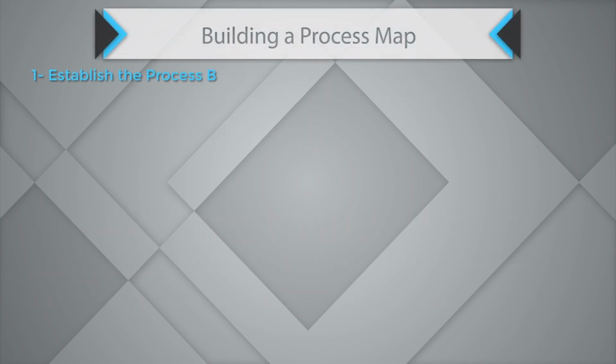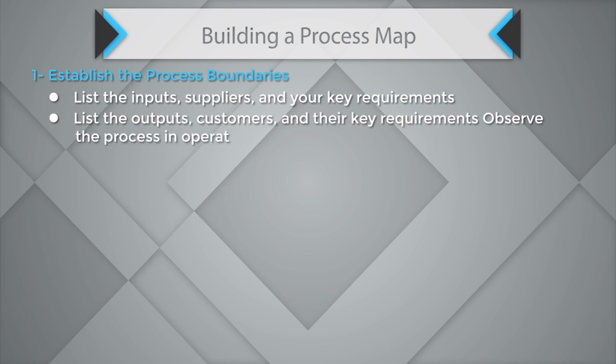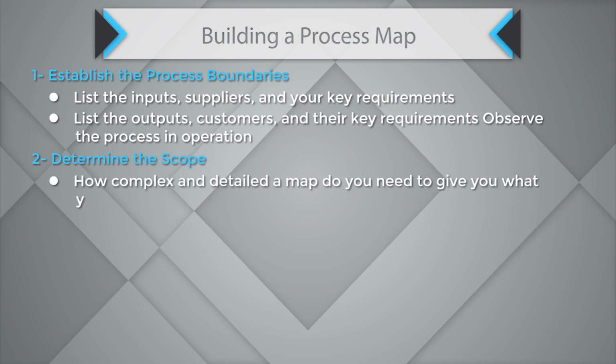While you set out to build process maps, work at establishing the process boundaries. List the inputs, the suppliers, and your key requirements. List your outputs, customers, and their key requirements. Observe the process in operation. Second, determine the scope. Determine how complex and detailed a map you need to give you what you want.